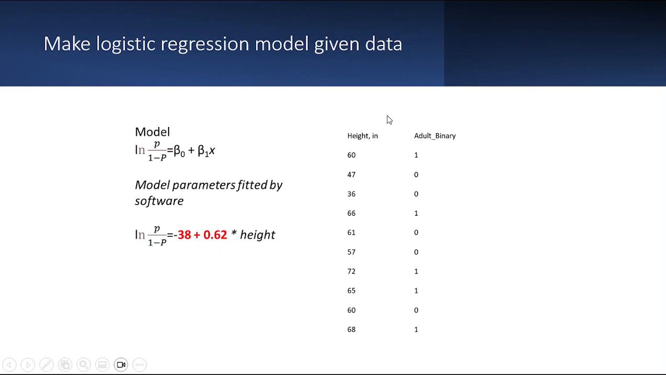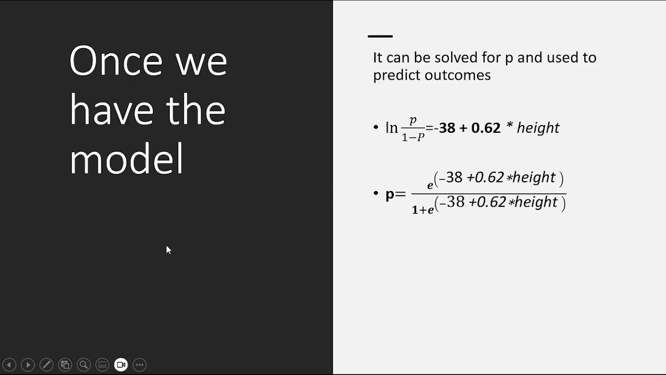Okay. And here, I went and took the data and put it into a model, and I got the coefficients. So instead of just being a theoretical model where it just has betas, which is the general model, I actually stuck all the numbers in and ran this and got the actual model for this. So now instead of x, I have height. I have the natural log of p over 1 minus p equals negative 38 plus 0.62 times height. And you're like, so what? Well, then what I do is I solve this for p. That's what this is, except now I have specific numbers.